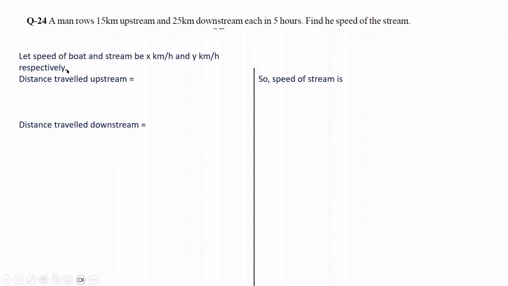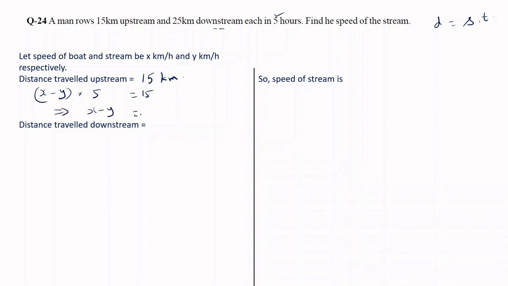So, let the speed of the boat and speed of the stream be x km per hour and y km per hour respectively. Now, the distance travelled upstream is 15 km. We know that distance is equal to speed into time. So, here the upstream speed is given by x minus y and the time taken is 5 hours, so (x minus y) into 5 is equal to 15. If we simplify this, we get x minus y equal to 3. Let us take this as 1.